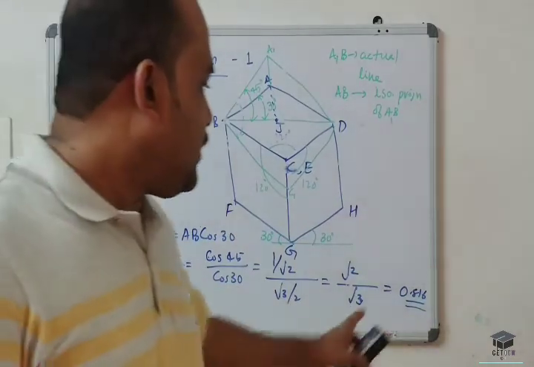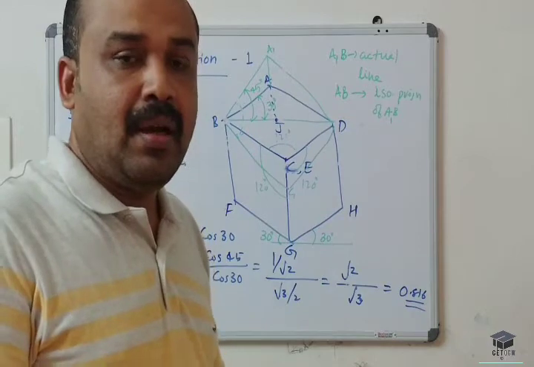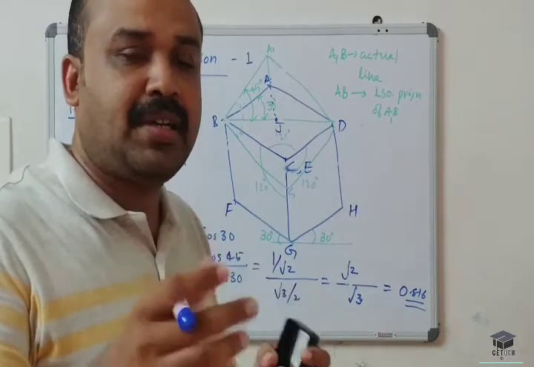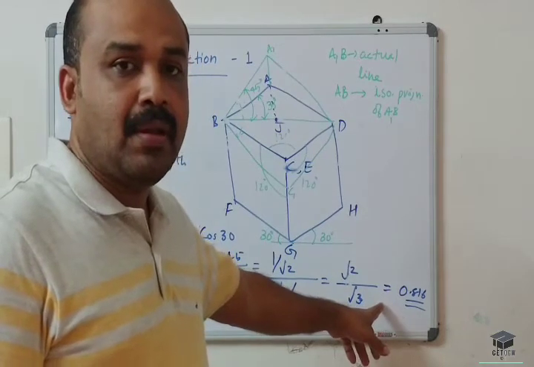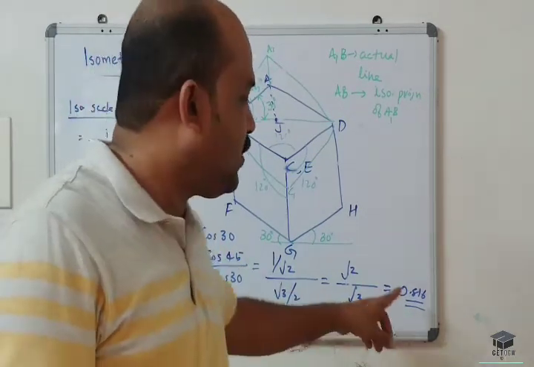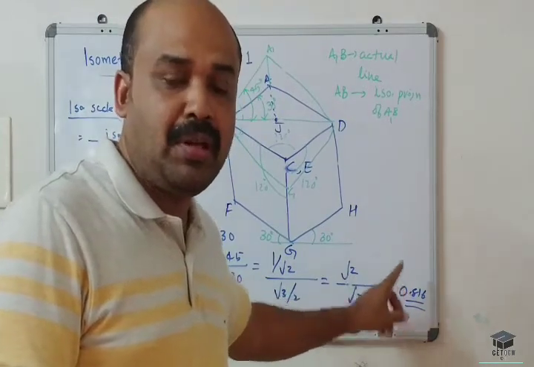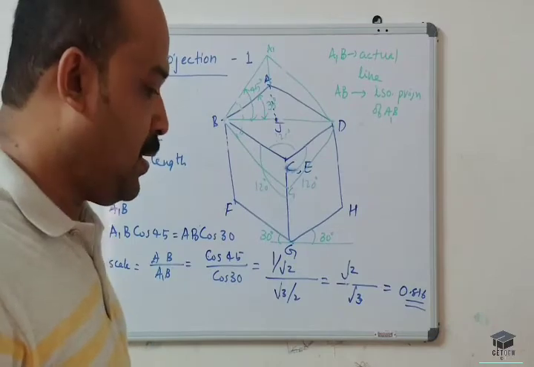So what is the importance of this value? Isometric scale: all the isometric lines are reduced by this factor. So in the actual drawing, if it is 1 meter, in the isometric drawing it will be only 0.816 meter. So that's the importance.